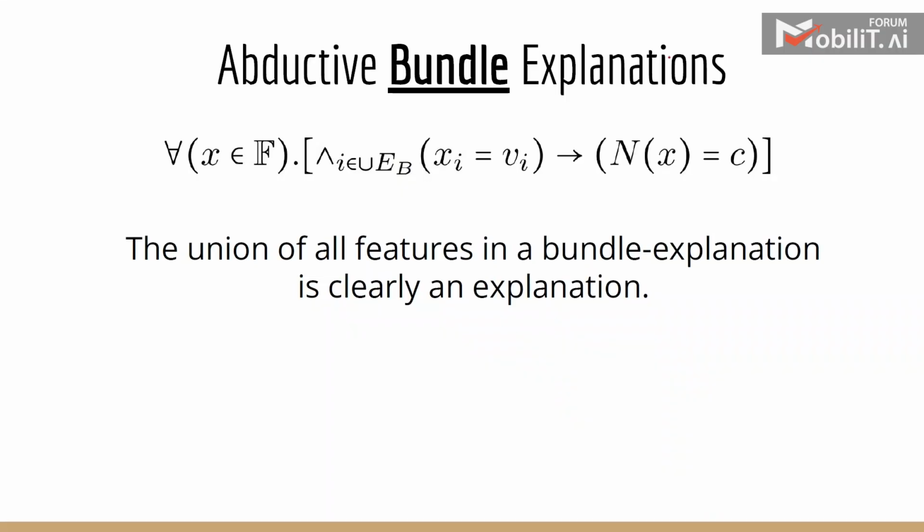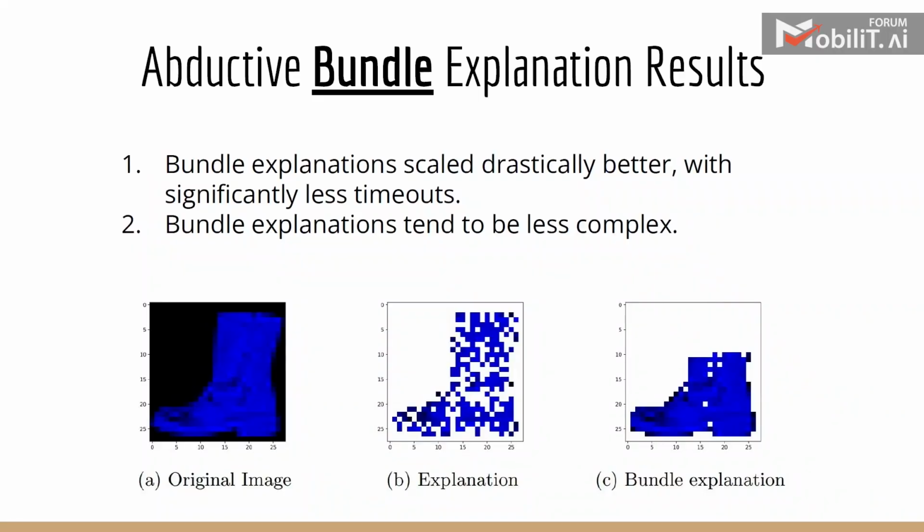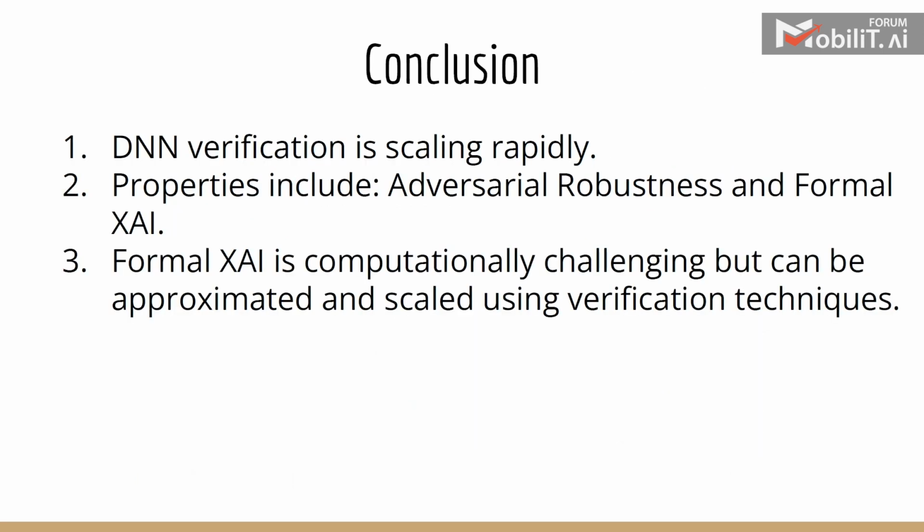Of course, the union of all features in a bundle explanation is clearly an explanation itself, and hence the soundness remains, and we can also trust the abductive bundle explanation. It's also a provably correct explanation. And these are some examples. First of all, the bundle configuration ran much more quickly, as you might suspect, because our search space is much smaller. And the second thing is that the explanations tend to be less complex, as you can see here, which means that they are more meaningful.